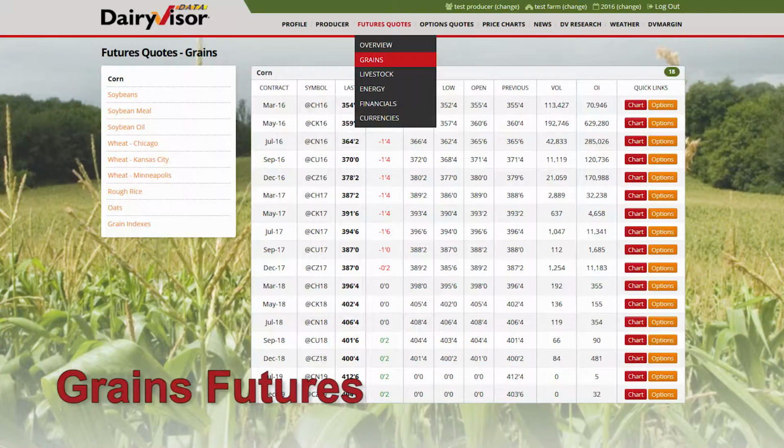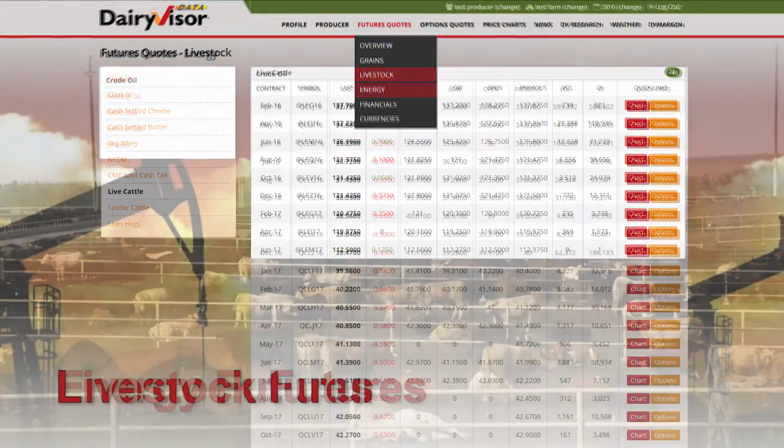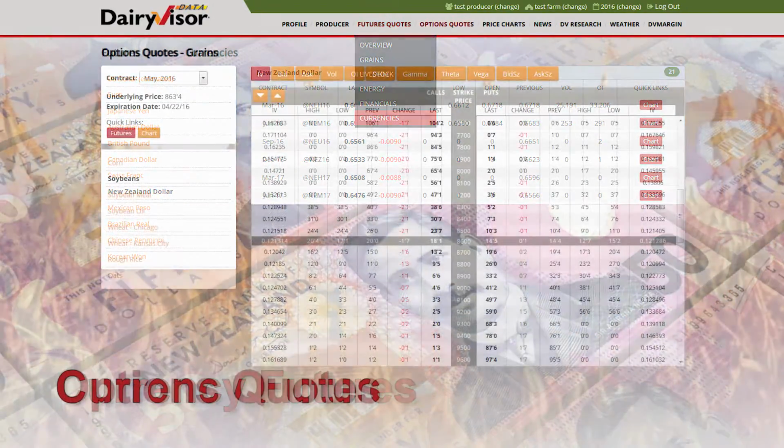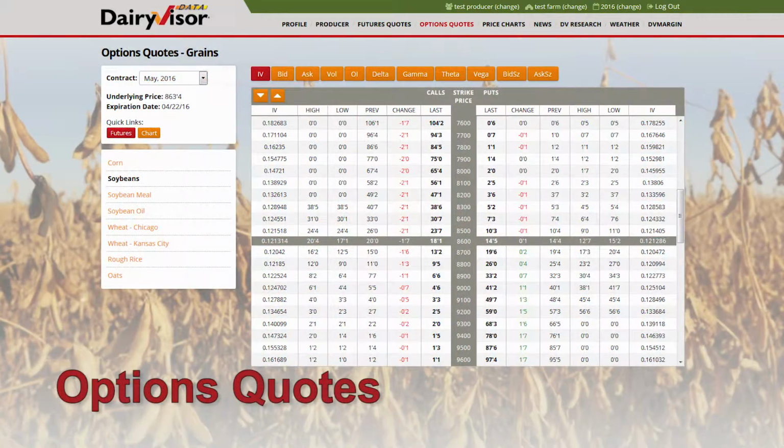category, including grains, livestock, energy, financials, and currencies. Option traders have access to an easy-to-read display, allowing them to find the commodity, contract month, strike price, trading values, and option analytic information with a quick click of the mouse.